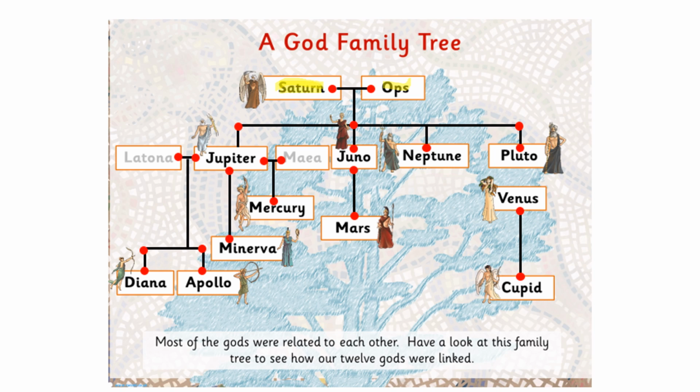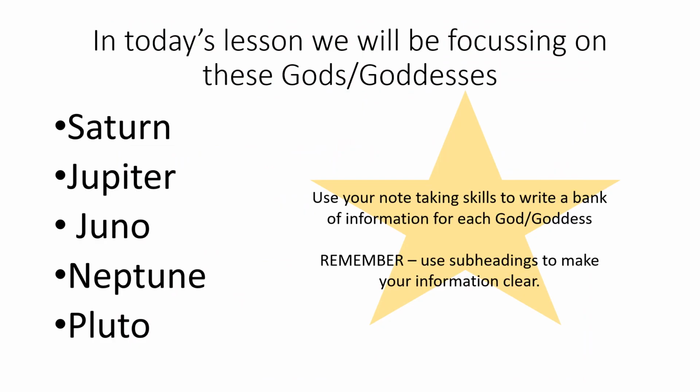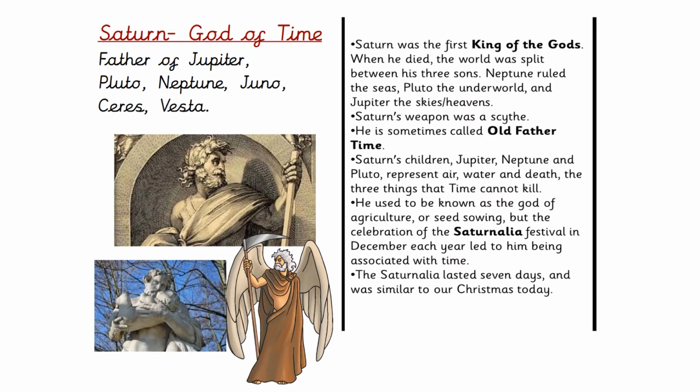And as it goes down, according to the children that these gods have. So it starts with those two, and then it goes down according to what children each of the gods have. So in today's lesson, we're going to be focusing on these gods and goddesses. So these are the ones that, when I show you, you need to be taking notes and make a little bank of information using your bullet points to make sure your notes are clear. And just remember, you can use each name as a subheading. So you can put Saturn as your subheading and then do bullet points underneath, and the same with Jupiter, Juno, Neptune and Pluto. Okay?